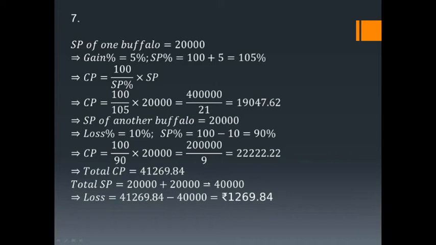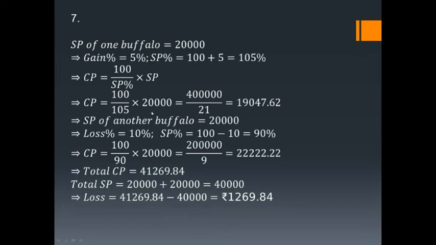First of all, I have to sell my buffalo. I have two buffaloes. I have to sell these two buffaloes together. One is for a gain of 5%. Gain and profit is the same thing, okay? Then gain percent is 5%. That means SP percent will become 100 plus 5, that is 105%. Then I have to calculate my cost price. Cost price of one buffalo is going to be 100 by SP percent into SP. That is 100 by 105, then SP is 20,000.